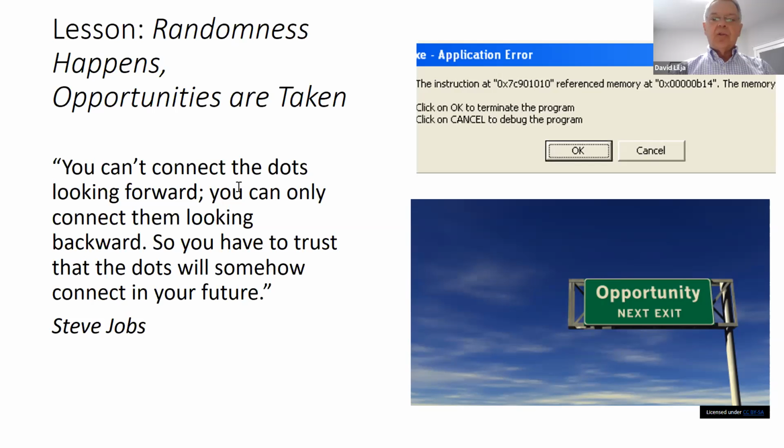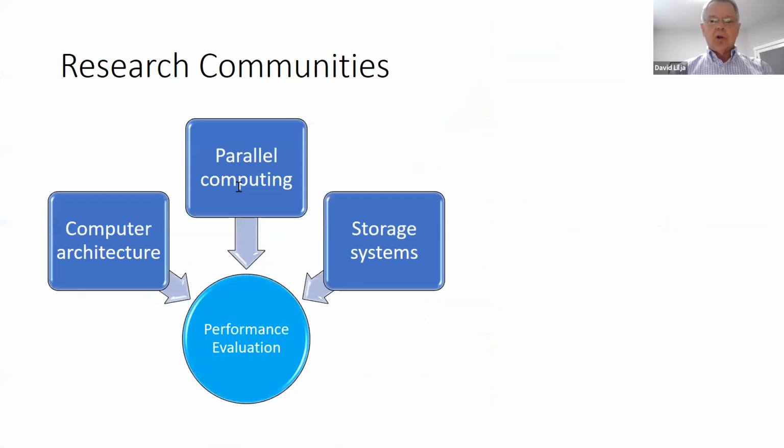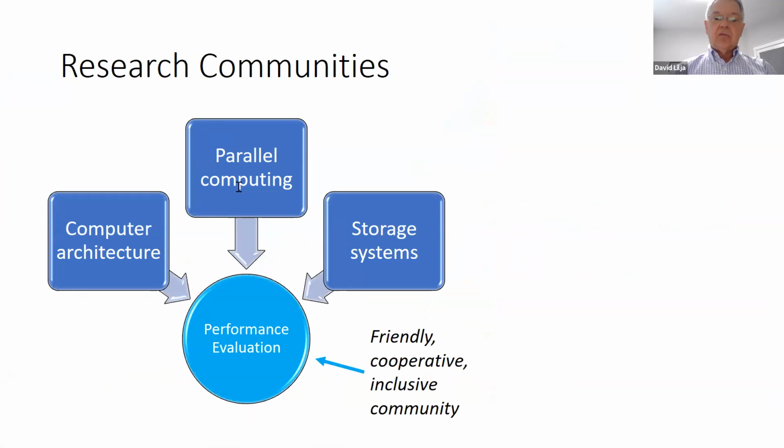Let me wrap up here with just a couple of thoughts about communities. And when I'm talking about communities, I'm talking about research communities, but also broader communities that you live in. I've had the opportunity to live in at least 3 different architecture or computing communities: the computer architecture community, parallel computing community, storage systems community. And the common theme with all of these is that they're all based off this performance evaluation. I find the performance evaluation community to be one of the most friendly, cooperative, and inclusive communities of all that I've dealt with. And I think that's because this community draws from a very broad range of other communities.